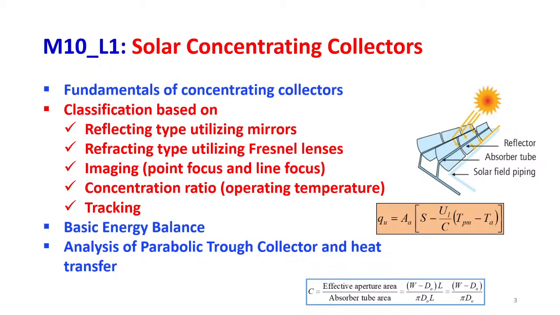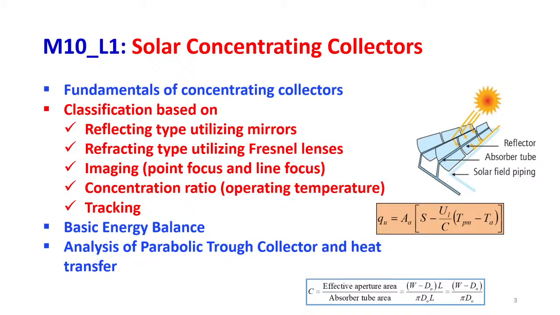In module 10, lecture 1, we have discussed the fundamentals of concentrating collectors and their classification based on reflecting type utilizing mirrors, refracting type utilizing Fresnel lenses, imaging type like point focus and line focus, concentration ratios, operating temperatures, tracking, basic energy equations, and we have also analyzed the parabolic trough collector and heat transfer.